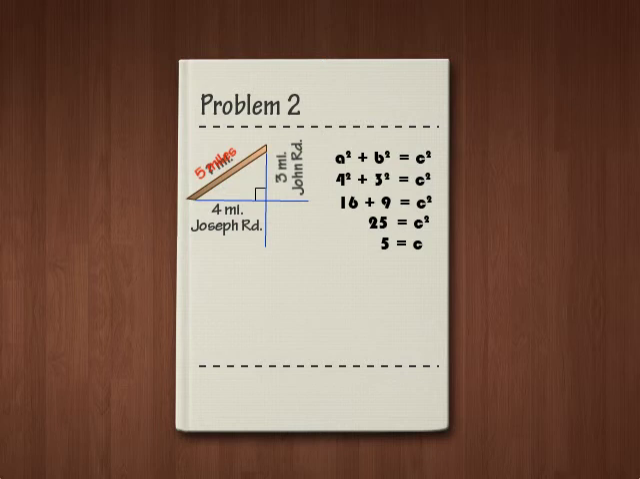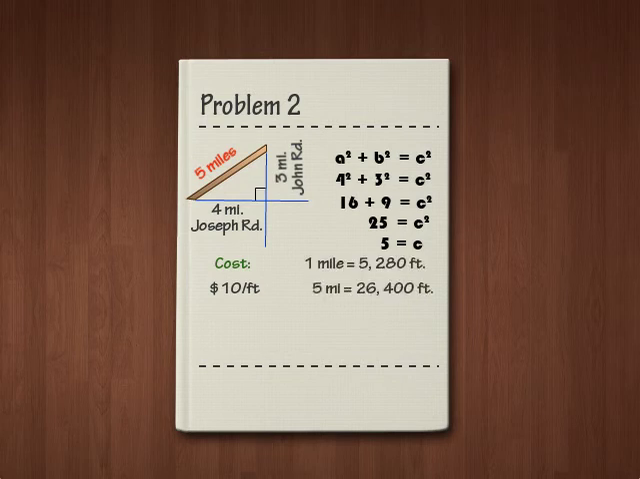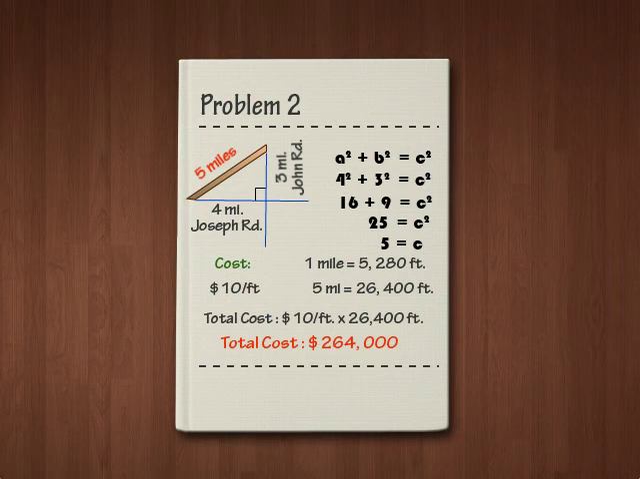To calculate for the total cost, we have to convert first our distance into feet, since our given cost is $10 per foot. So we have 1 mile is 5,280 feet. Converting our 5 miles would be 26,400 feet. So the total cost would be $10 times 26,400, or a total of $264,000.